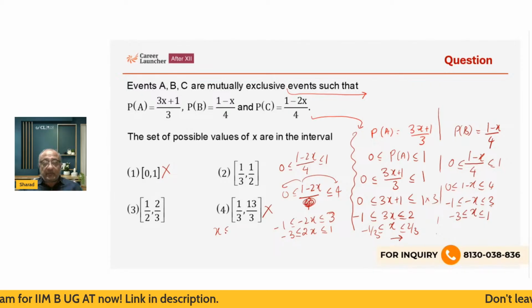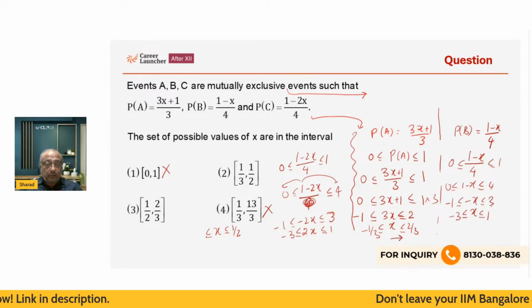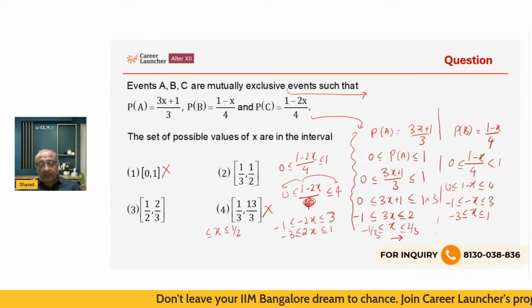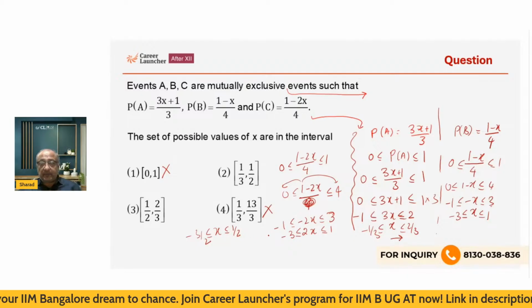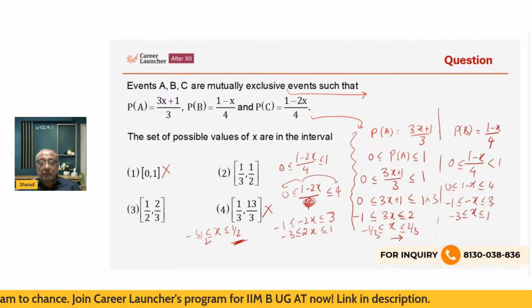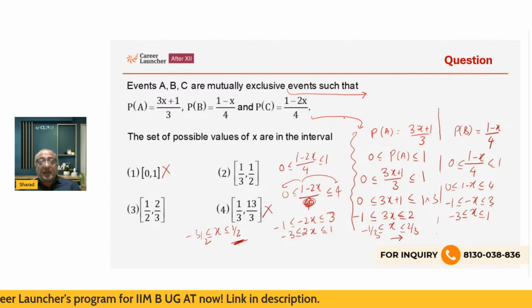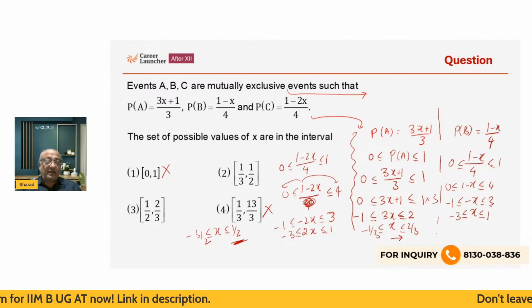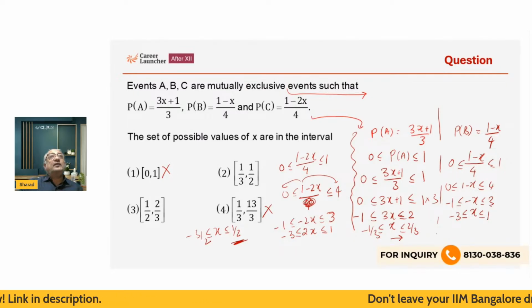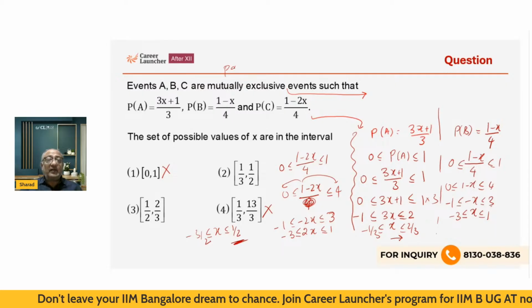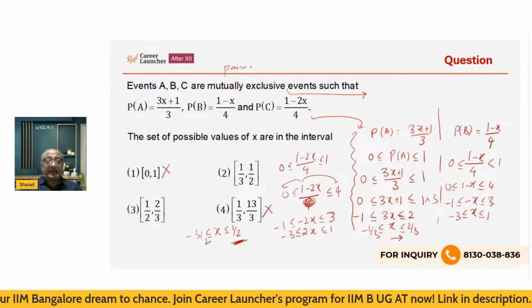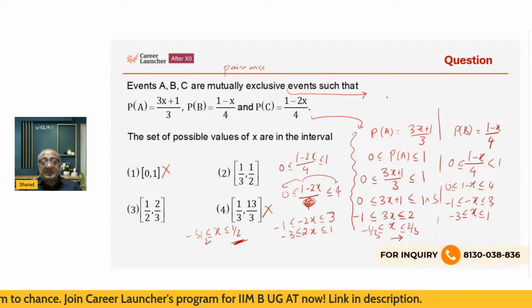So x is between 1 by 2 to, what will be here? This 1 by 2 and this is minus 3 by 2. So we know that this is between 1 by 2 to 1 by 3, right? But there is one more thing which is given here, that probabilities are mutually exclusive. This question is better if it had been given that probabilities are pairwise mutually exclusive. Pairwise mutually exclusive. Then what will happen?